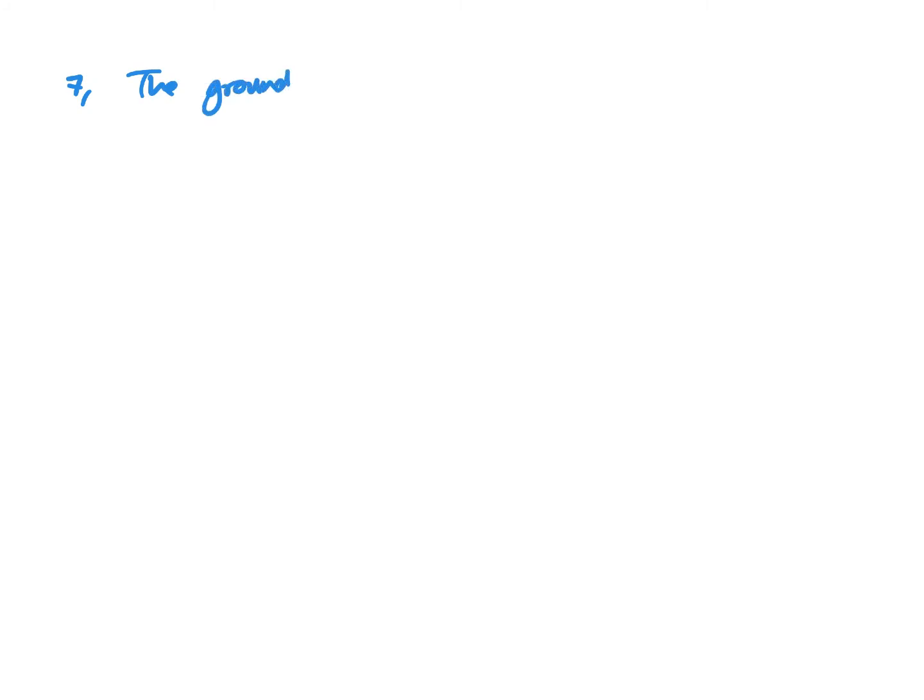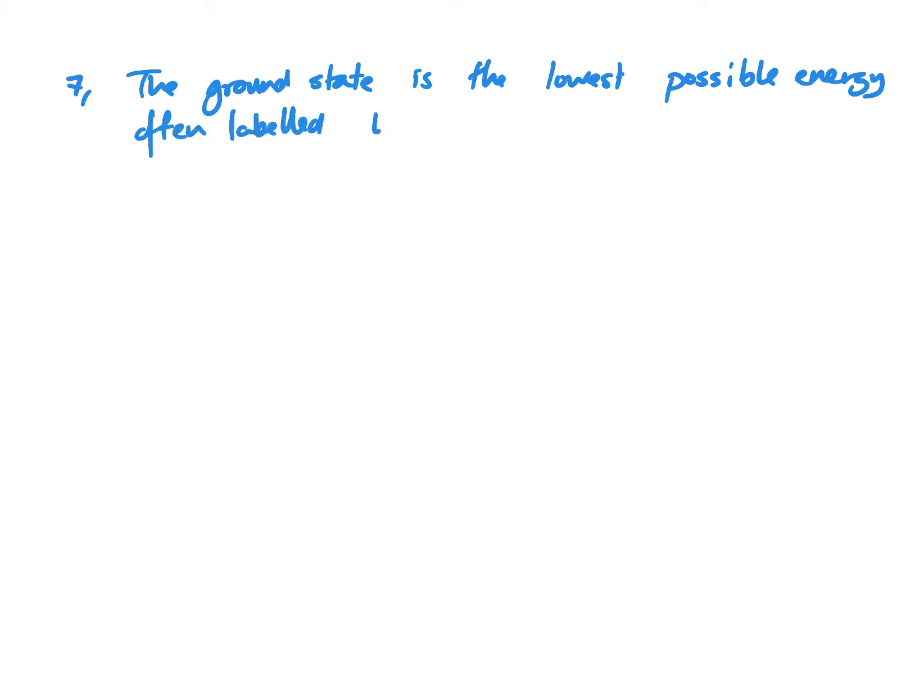The ground state is the lowest possible energy, often labelled E0 or W0.